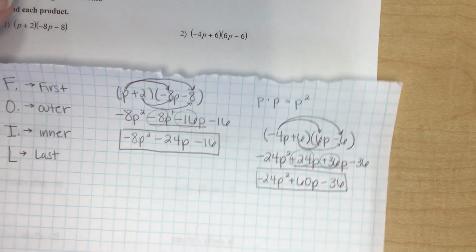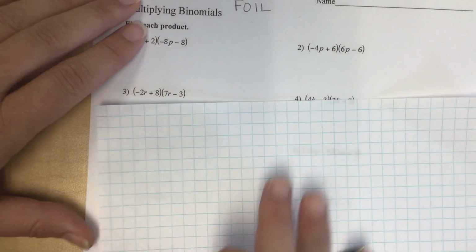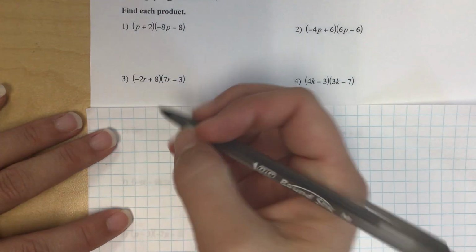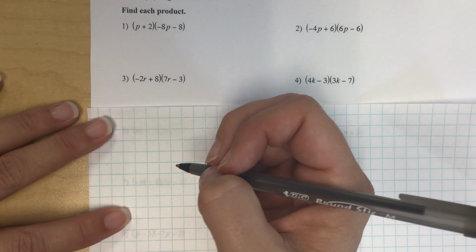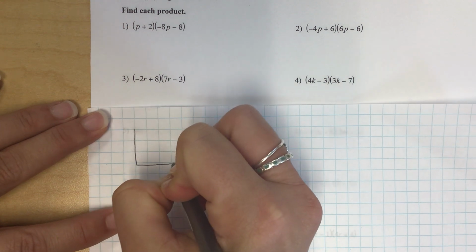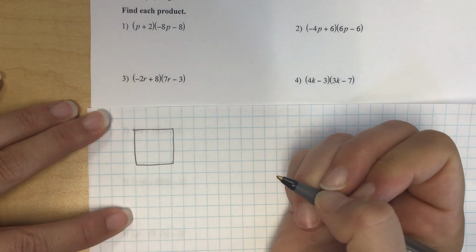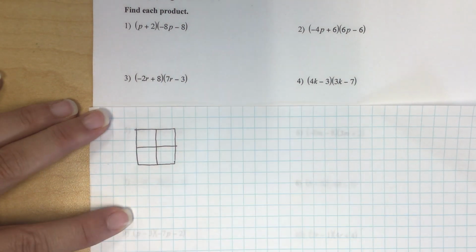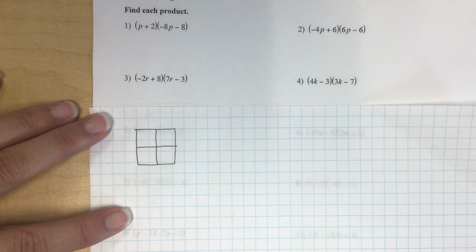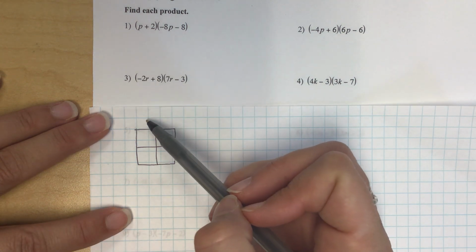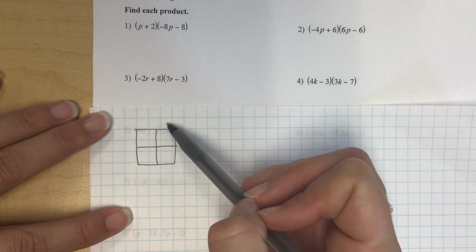All right, let me show you the box method. We're going to do 3 and 4 with the box method. Box method is pretty much exactly what it sounds like. We're going to start off by drawing a box, and then I'm going to split this box up into 4s. So that's our starting point every single time.